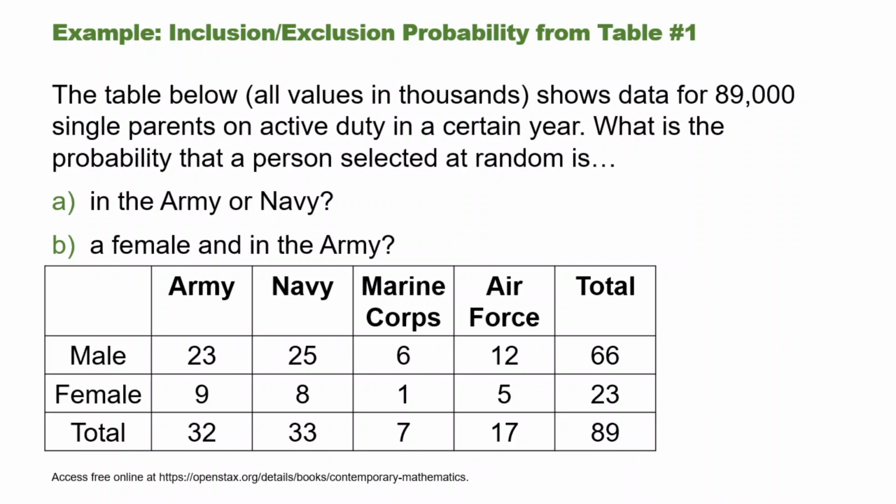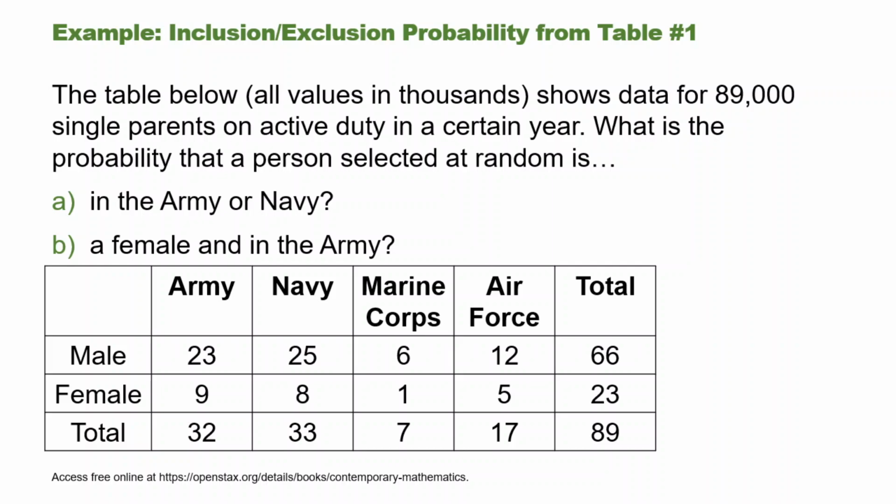So as we look at this table, it is organized in this way. We have a column for Army, a column for Navy, a column for Marine Corps, a column for Air Force, and then a total column. And we have rows labeled male for each of those categories, female for each of those categories, and the total for each of those categories. So I'm going to point out the pertinent information here.